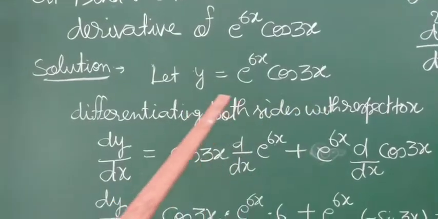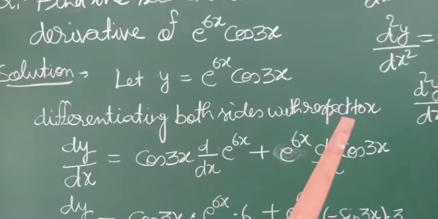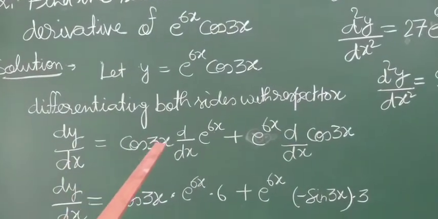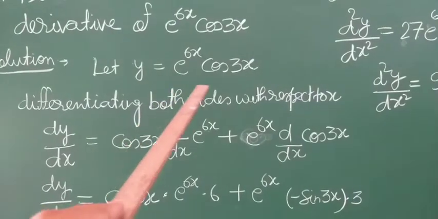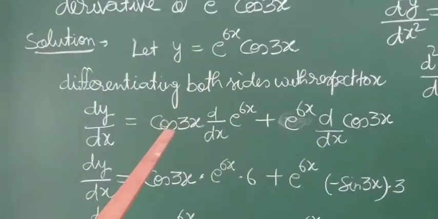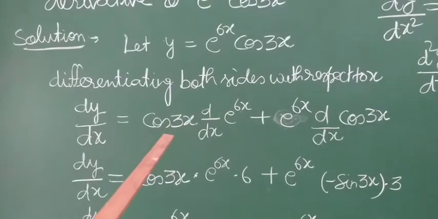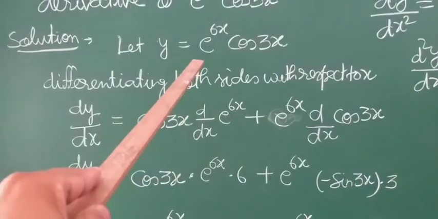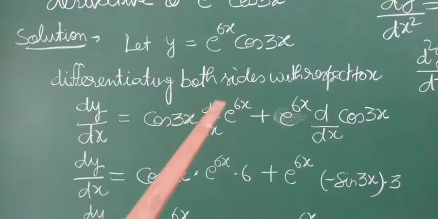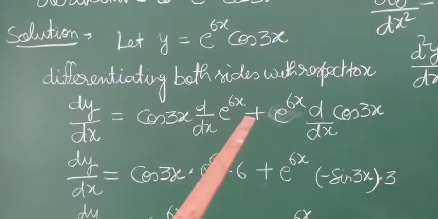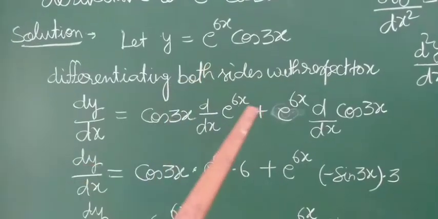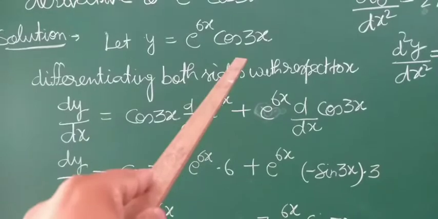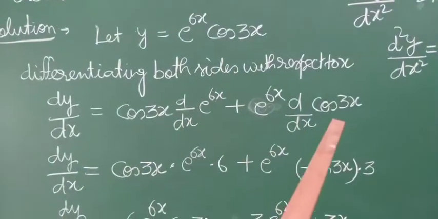Now, students, differentiating both sides with respect to x. So, dy by dx equals... we are going to use the product rule. The second term cos 3x will remain as it is. Differentiation of the first term, the first term is e to the power 6x, plus the first term e to the power 6x will be as it is, and differentiation of the second term cos 3x.